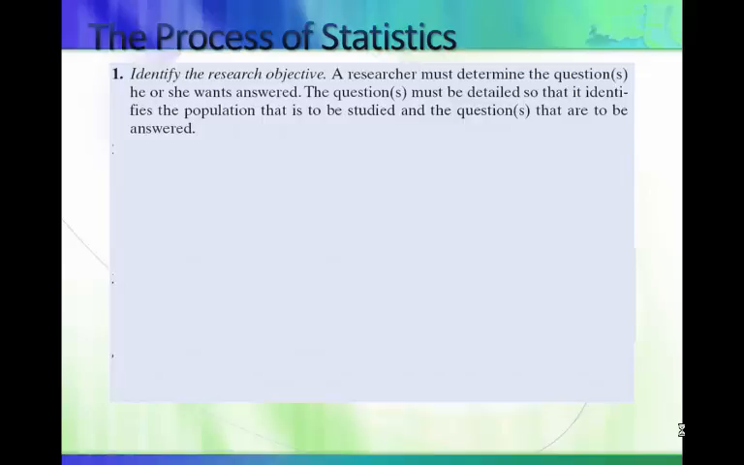The process of statistics involves several things. First, you have to identify the research objective. A researcher must determine the question or questions he or she wants answered. The question must be detailed so that it identifies the population that is to be studied and the questions that are to be answered.